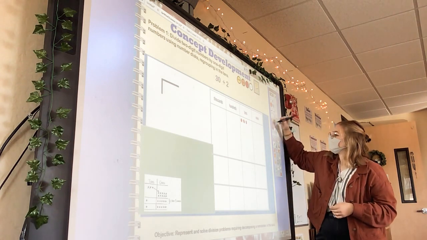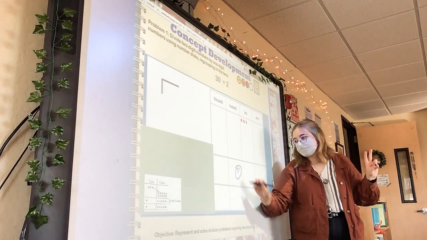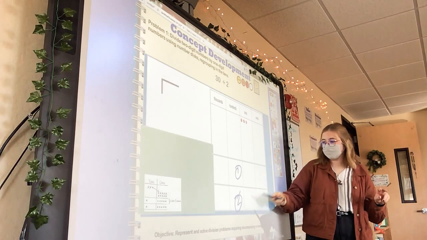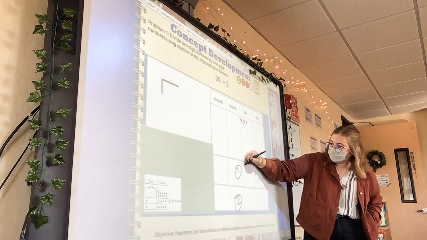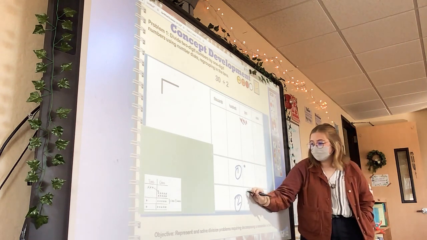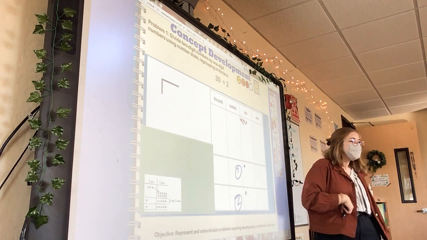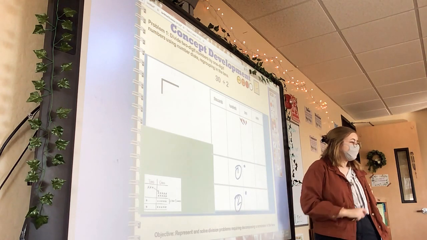So here I'm dividing by 2, so I need 2 groups, okay? So here's 1 group, here's 2 groups. So I cross 1 out, put it in the first group, cross 1 out, put it in the second group. Okay, do I have enough to put 1 in each group again? No.